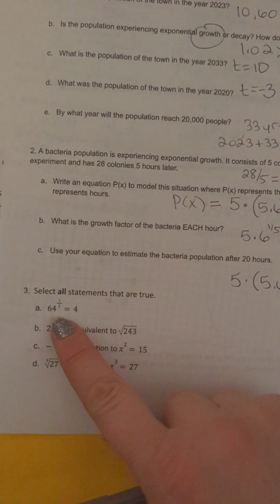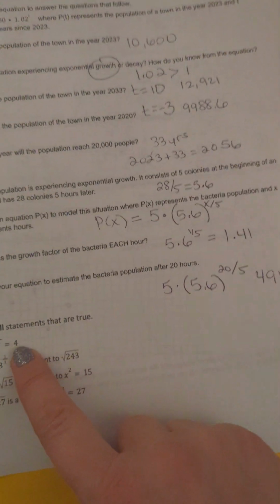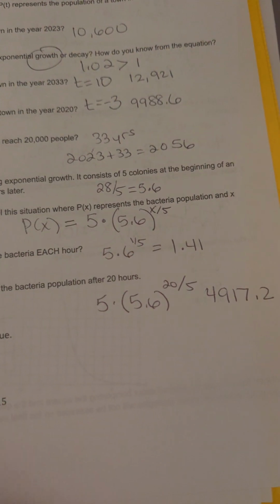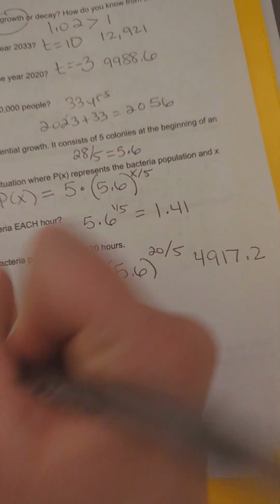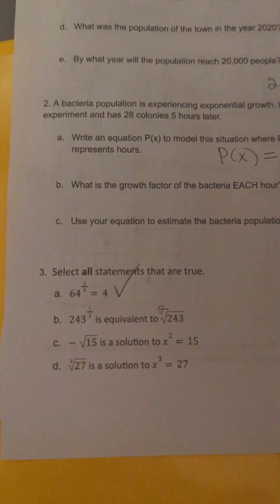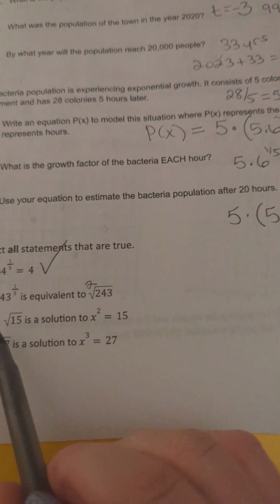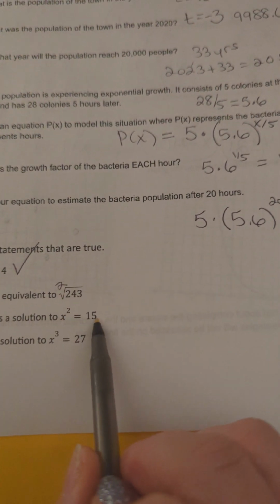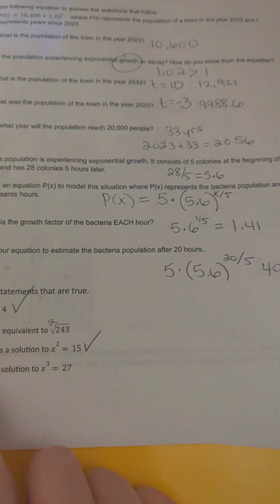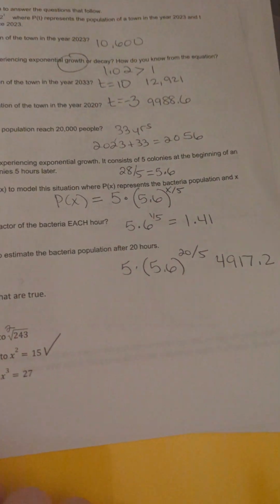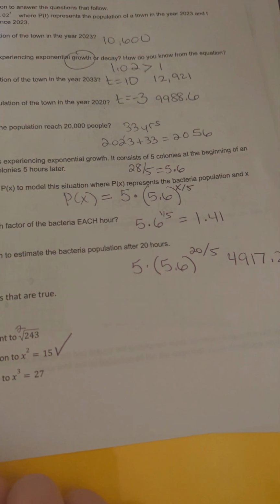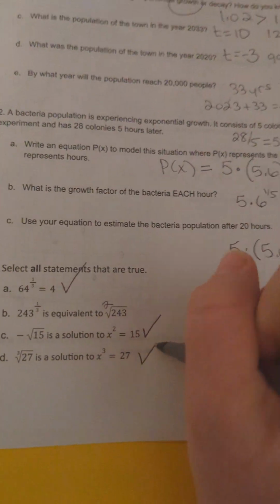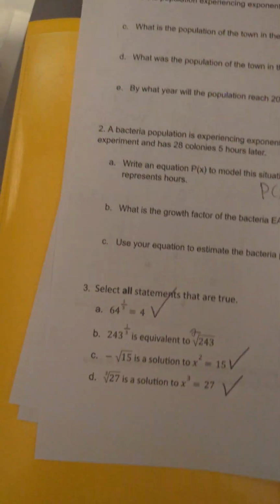All right, is 64 to the 1/3 power 4? Yes, because it's the cube root of 64. Are these equivalent? No, because this has a square root out here, not a cube root. Let's see, if I take negative square root of 15 and square it, I do get positive 15. The square root would go away, and so would the negative when I square it. And the cube root of 27, if I cube it, do I get back to 27? Yes, that's the definition of a cube root. So A, C, and D.